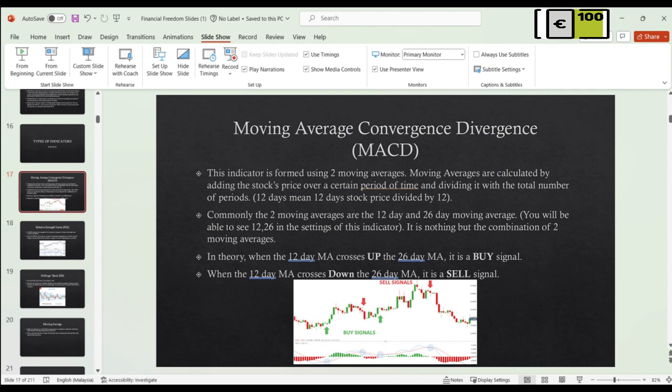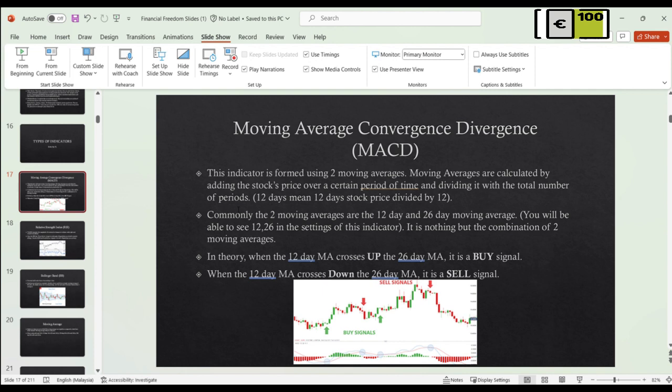This indicator is formed using two moving averages. A moving average is calculated by adding the stock's price over a certain period of time and then dividing it by the total number of periods. If they say a 12-day moving average, it means the average of prices over the past 12 days: you add them up and divide by the number of days, which is 12.